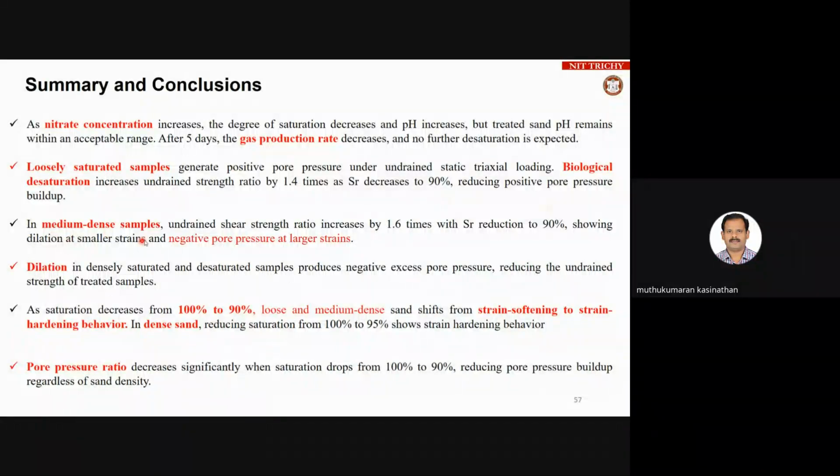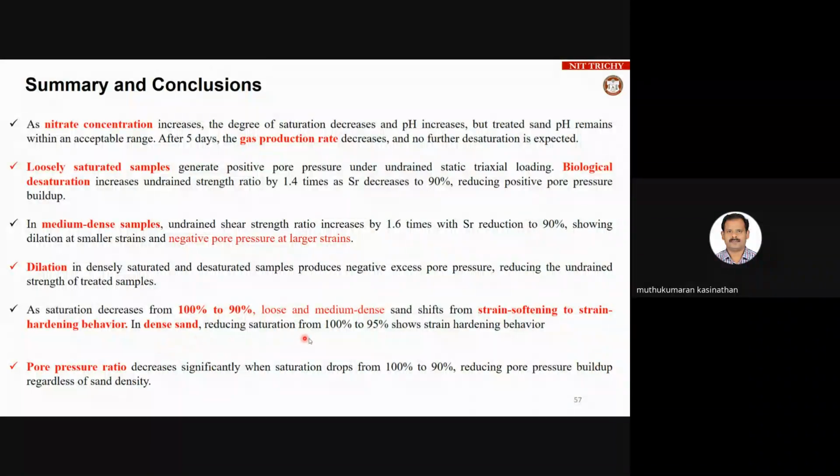In medium dense samples, the undrained shear strength ratio increases by 1.5 times with the degree of saturation reduced to 90%, showing dilation at a smaller strain and negative pore pressure at a larger strain. So we also notice the dilatancy impact on the soil. As saturation decreases from 100 to 90, loose and medium dense samples shift from strain softening to strain hardening, where you expect the dilatancy effect.